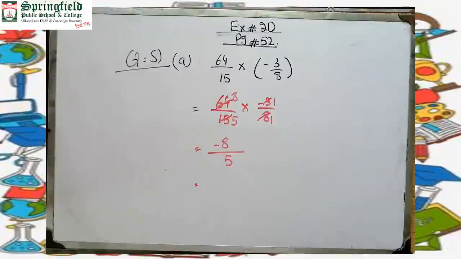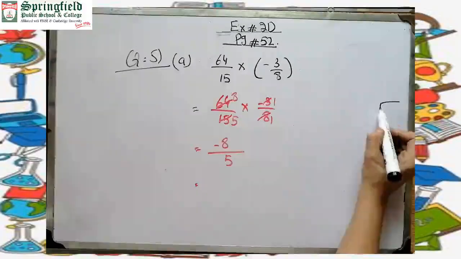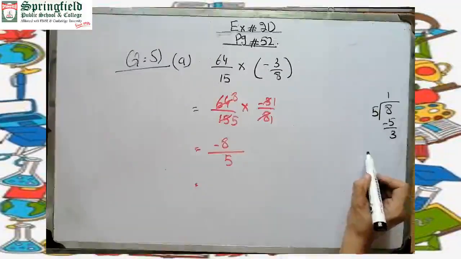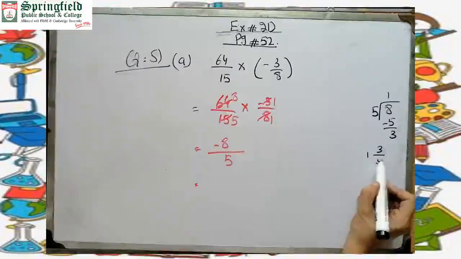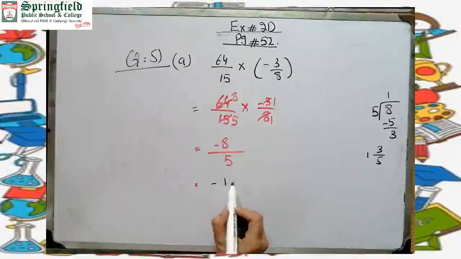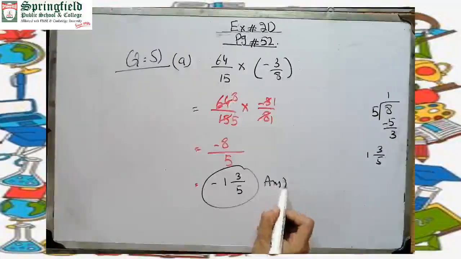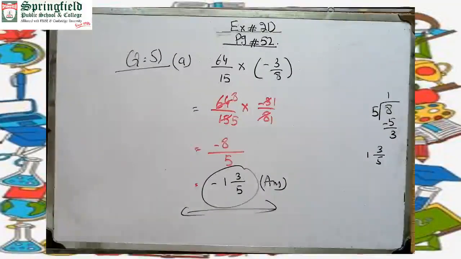What will be the answer? 8 divided by 5. Okay, 5 ones are 5 and 3. 1 whole 3 by 5. So minus 1 whole 3 by 5 is your final answer. Understood, beta? These are such easy questions. Do all the questions, practice in your notebook. Rest all the parts are in your class.